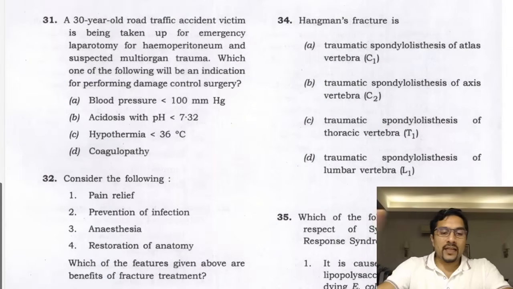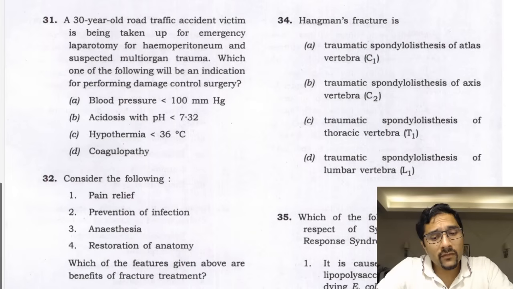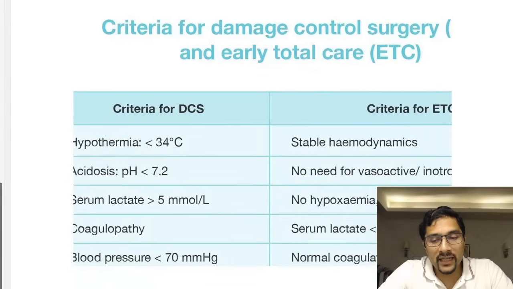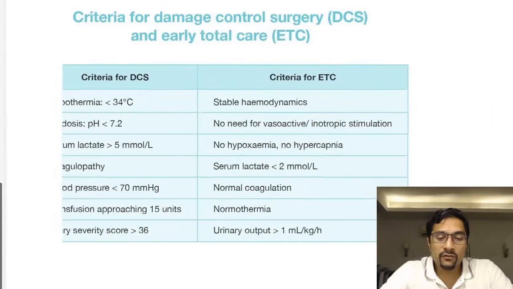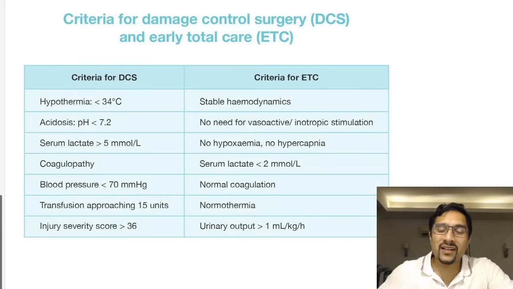I told you there was another question regarding damage control surgery, and this question was: a 30-year-old road traffic victim comes to the emergency and has hemoperitoneum and multi-organ trauma. Which of the following is an indication for damage control surgery? So this is directly from Bailey. This is the table which tells us which patients can go for damage control surgery and which patients can go for ETC, which is early total care.